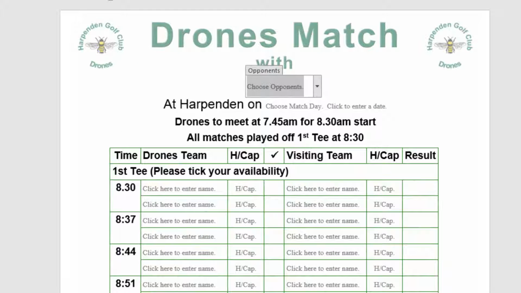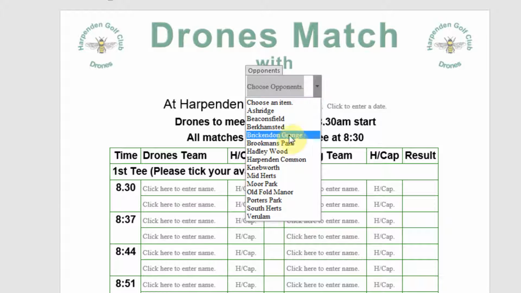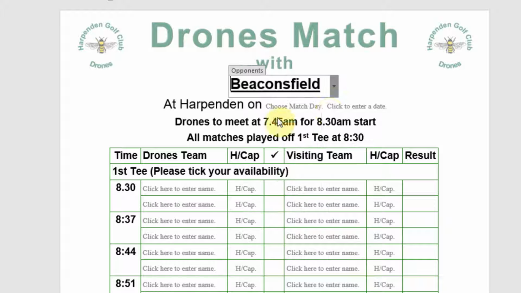So the first thing you need to do is click on this drop-down box, which is at the top. It says choose opponents, and if you click on the arrow, you will see there's a list of the various teams we play. In my case, it is Beaconsfield, so I'll just click on that and it enters the name for me. The next line is where the match is to be held and on what date and day.